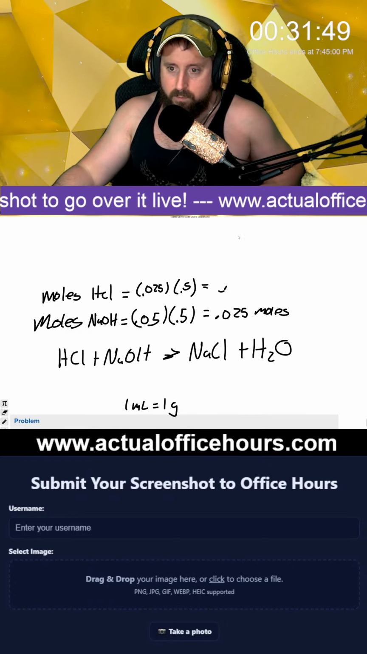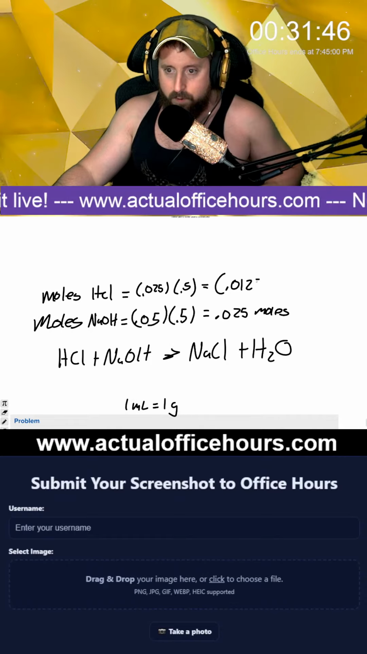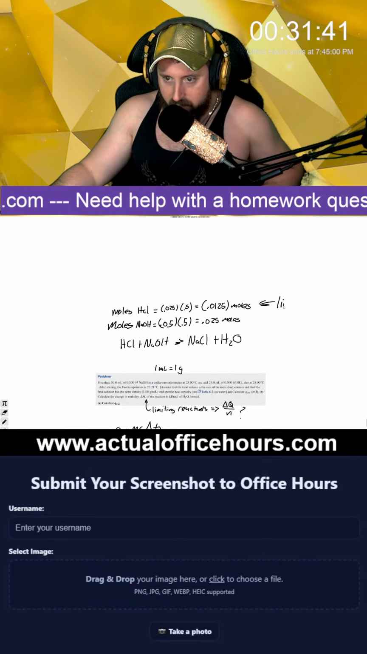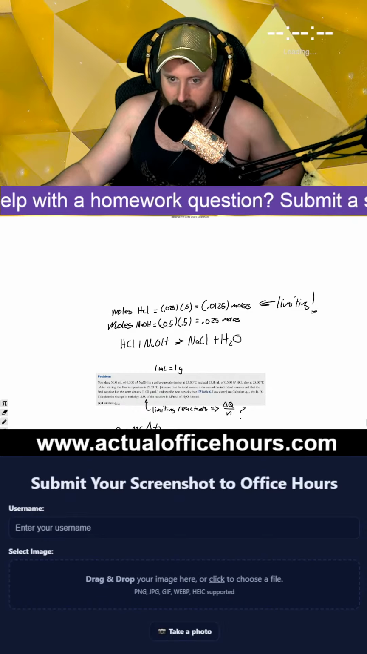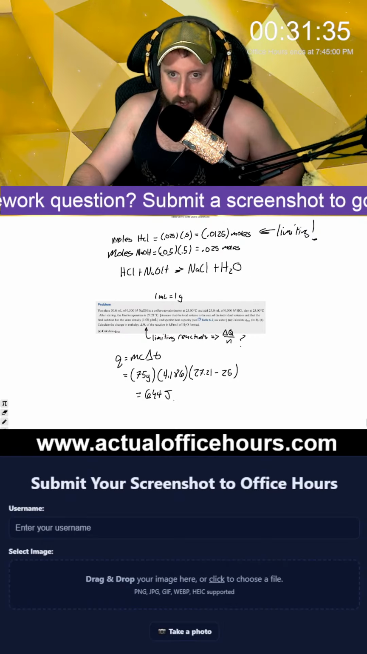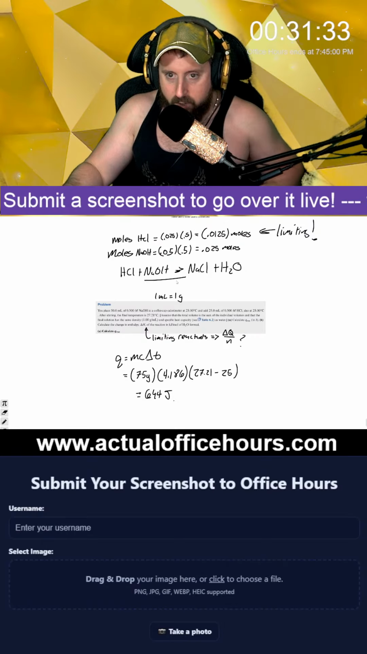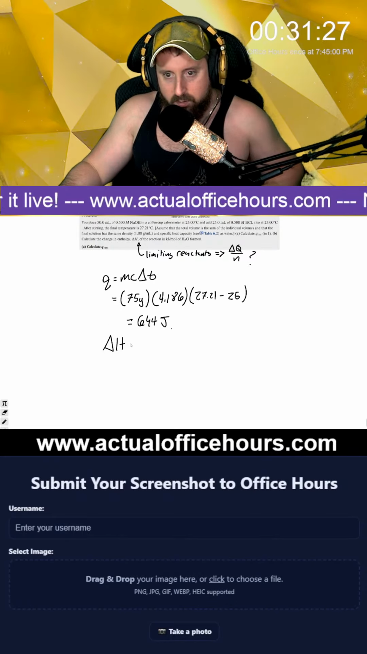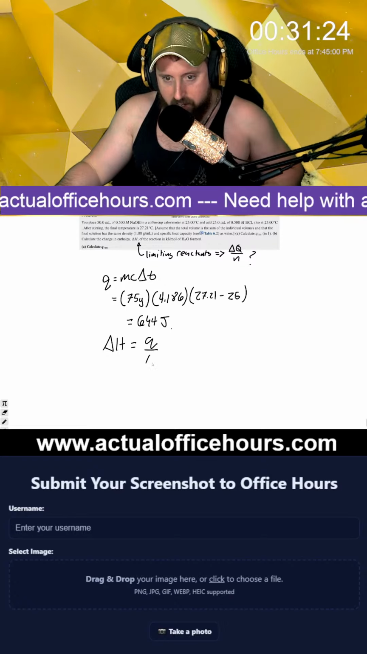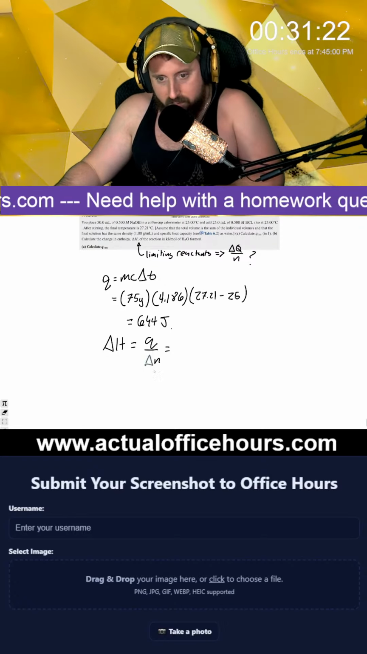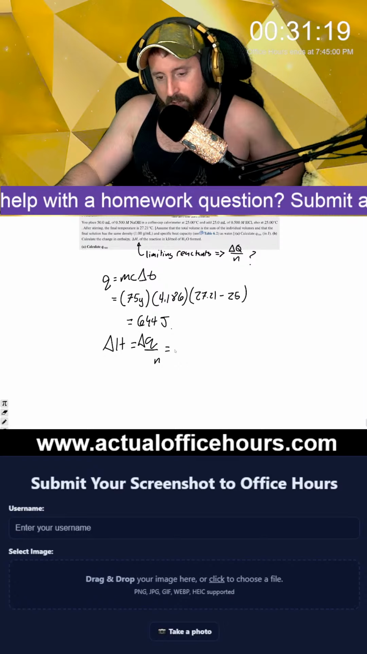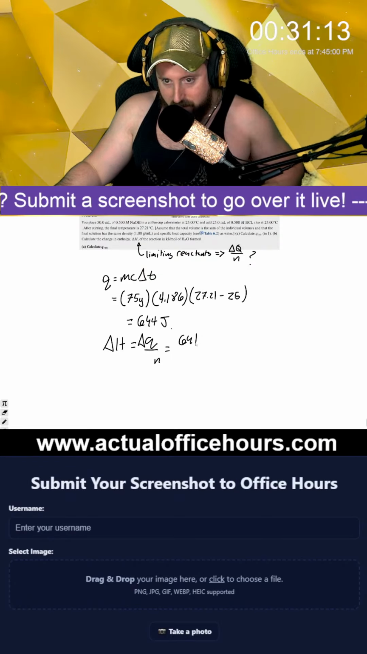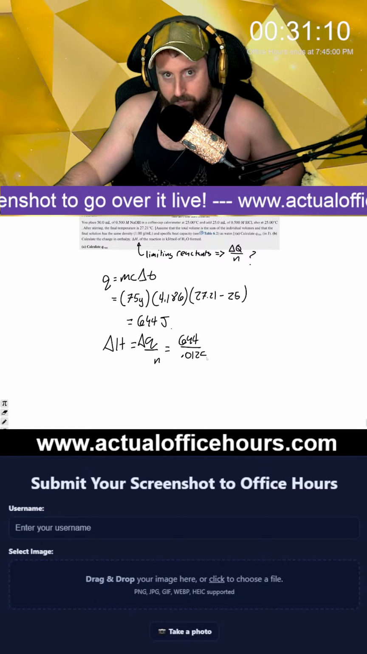So this is going to be 0.0125 moles. Okay, very cool. This is limiting, because everything is 1 to 1. So you're going to run out of HCl before you run out of NaOH. So then delta H is going to be equal to Q over delta N. Well, Q is technically a delta, it's not a state function. Whatever. It's 694 over 0.0125.